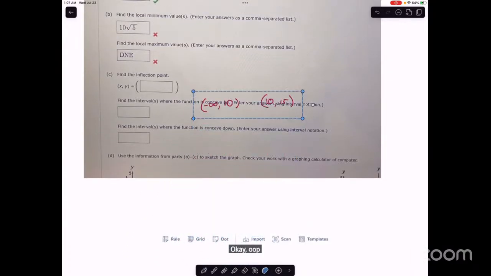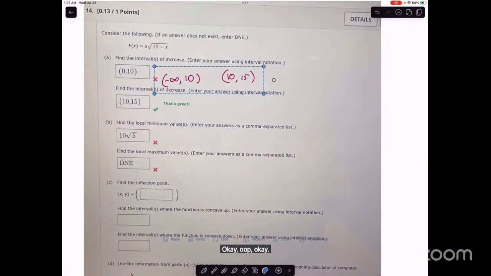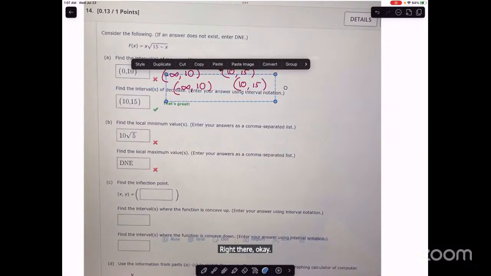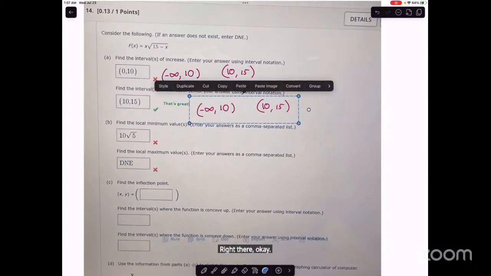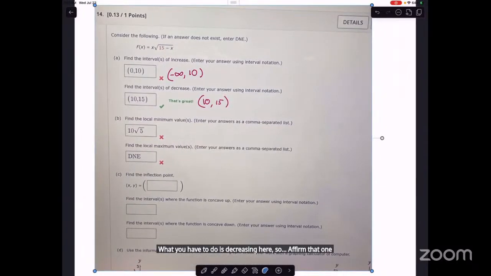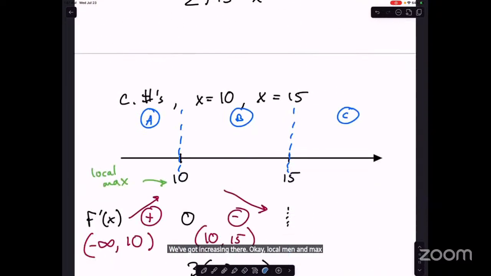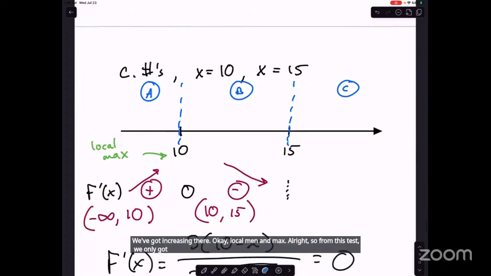We got that it was decreasing here, so we confirm that one. Okay, we got increasing there. Okay, local min and max. All right, so from this test, we only got a local max and no local min.